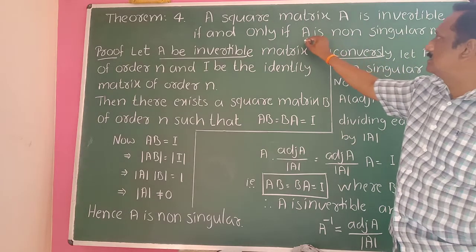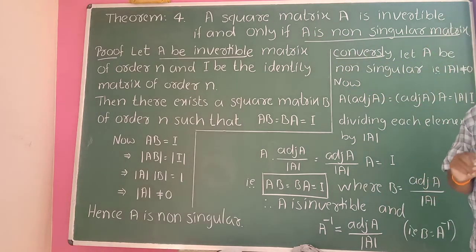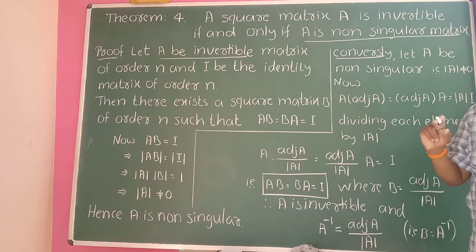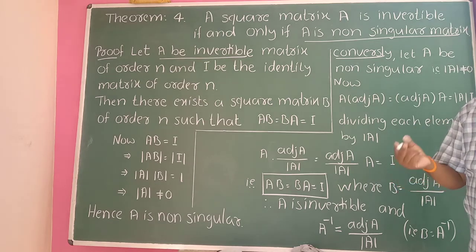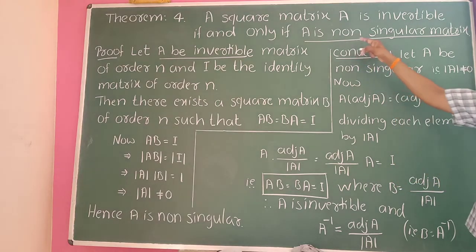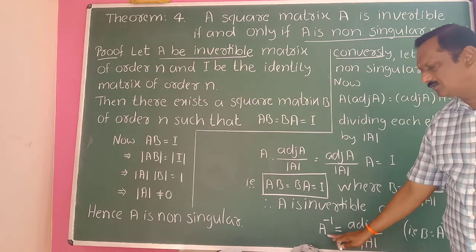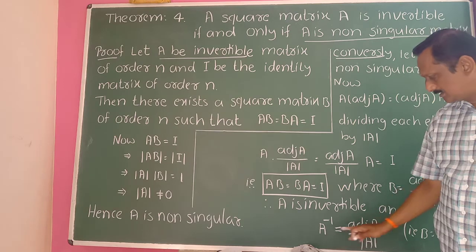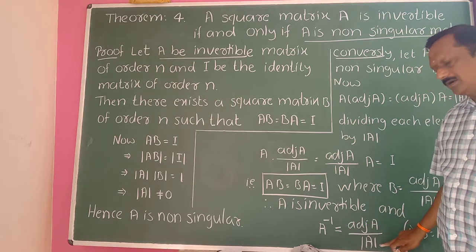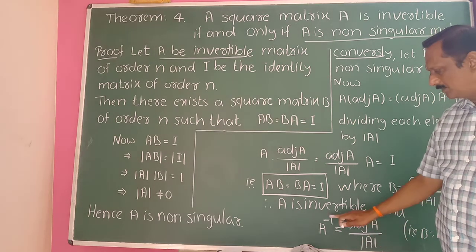This is an important result. Every non-singular matrix has an inverse, and if A is invertible, then it must be a non-singular matrix. And this is the formula to find the inverse of the matrix: A inverse is equal to adjoint of A divided by determinant of A. This is a very important result.